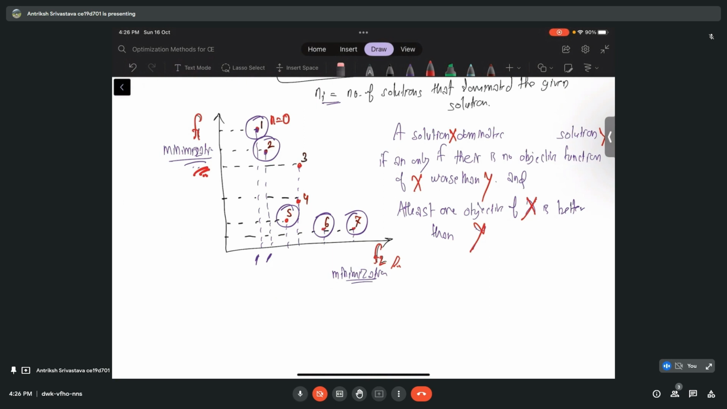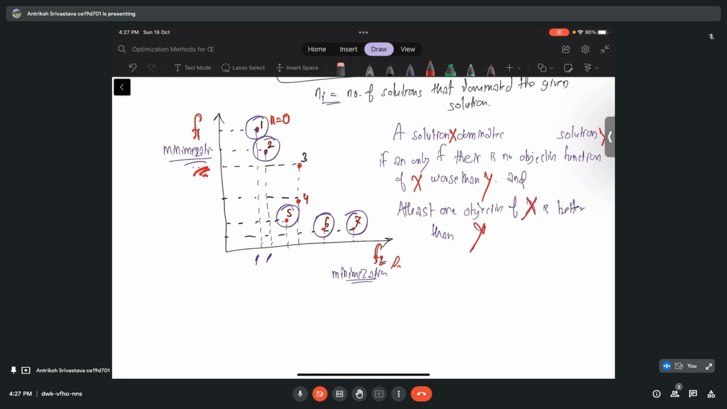So we have a minimization. So if the value of f1 is lesser in solution 2, then we say that solution 2 is performing better than solution 1 in case of objective function 1. So solution 2 dominates solution 1 in case of objective function 1, and vice versa for objective function 2 in this case.